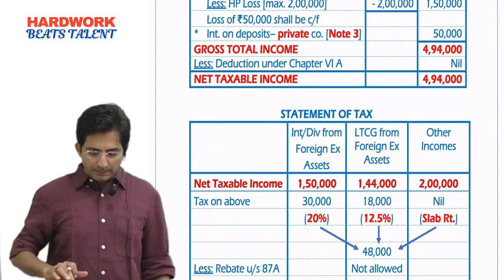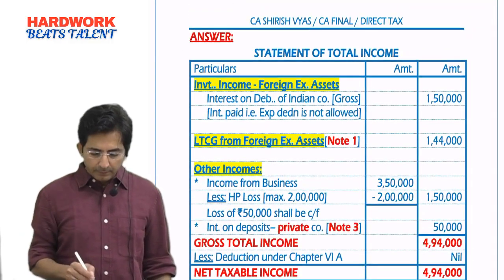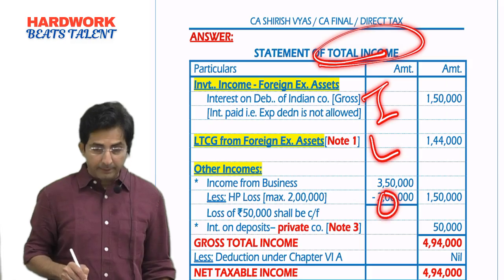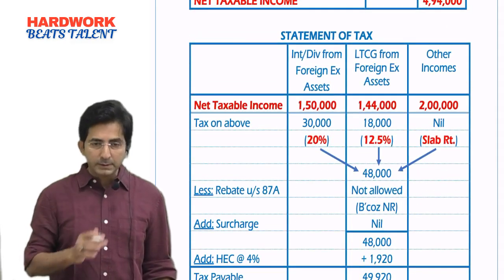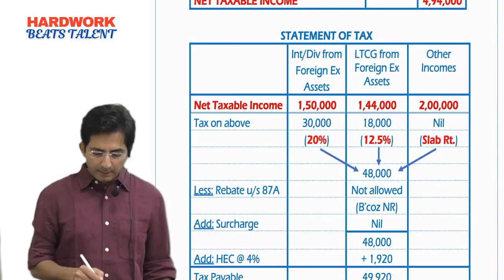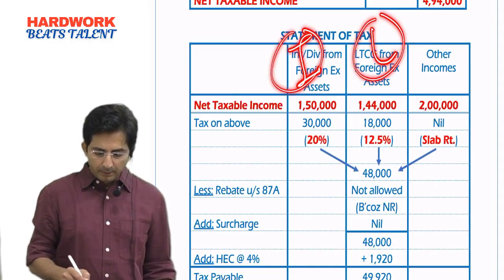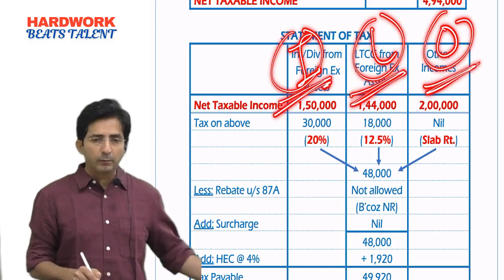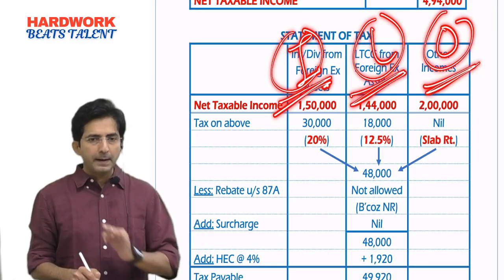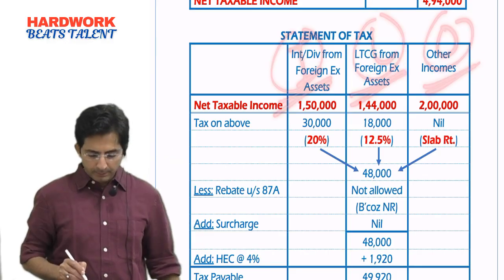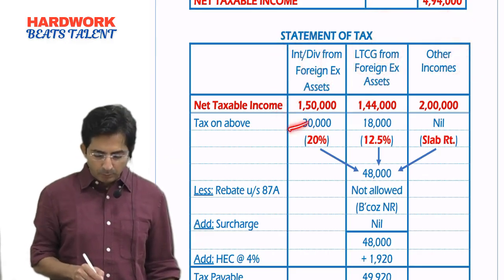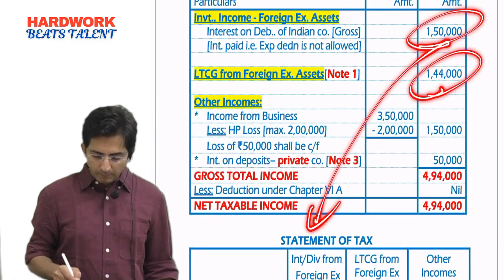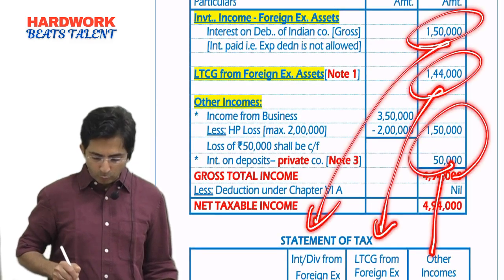Anyways, here there was no chapter 6A. Then see, the way I made the statement of total income, the ILO pattern, tax calculation also is in the same pattern. See the pattern: I, L and O. I want to repeatedly fix in your mind, chapter 12A questions should be solved by the ILO method. So here, what is the I amount? 1,50,000. See, from here it has come. Then what is L? 1,44,000. And what is O? 2 lakhs.